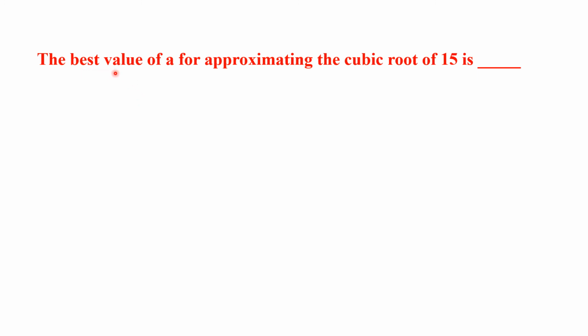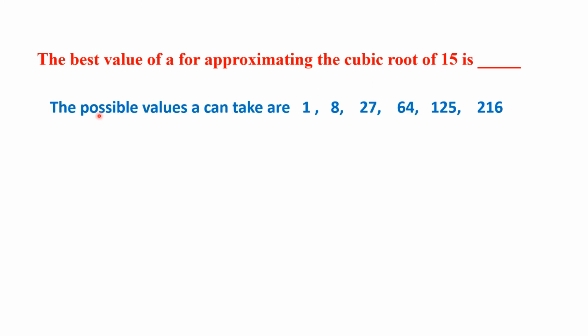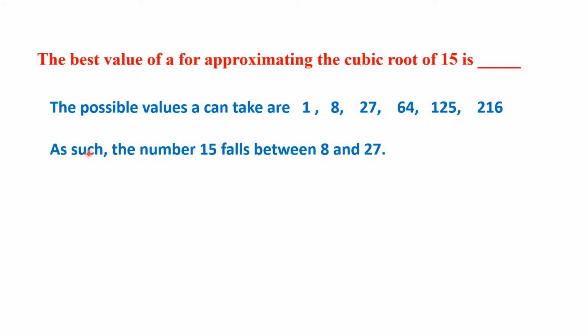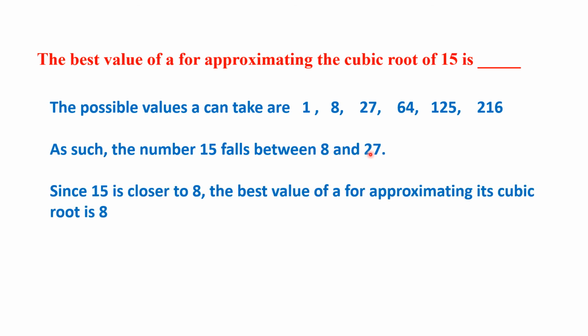The best value of a for approximating the cubic root of 15: the possible values a can take are 1, 8, 27, 64, 125, and 216. As such, the number 15 falls between 8 and 27. Since 15 is closer to 8, the best value of a for approximating its cubic root is 8. So the answer is therefore 8.